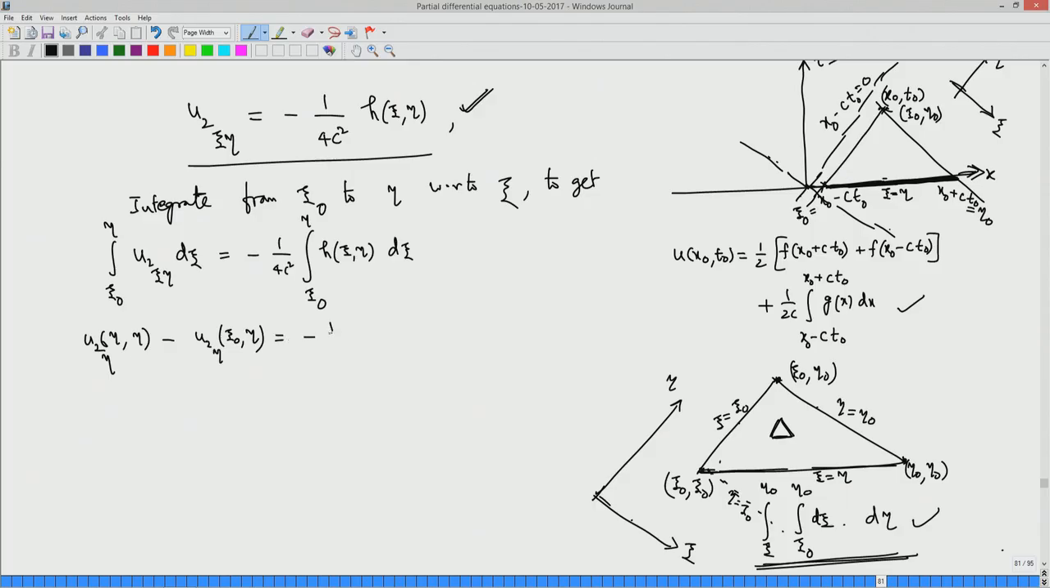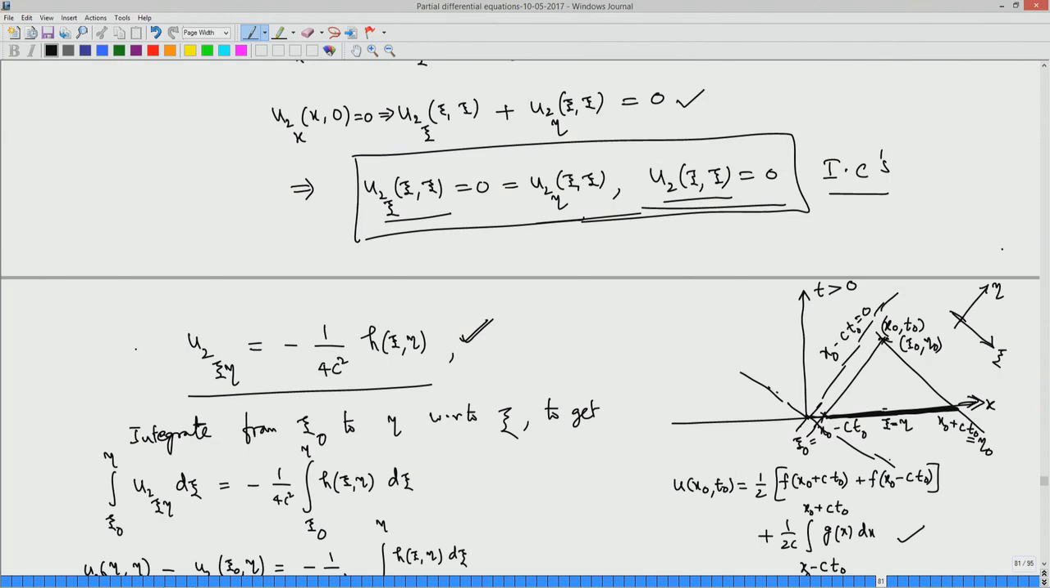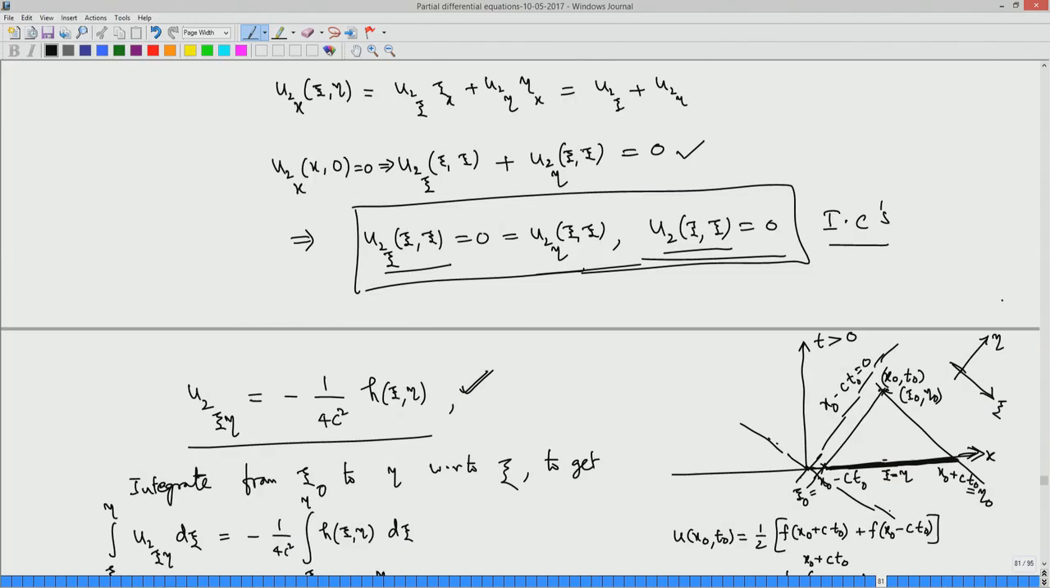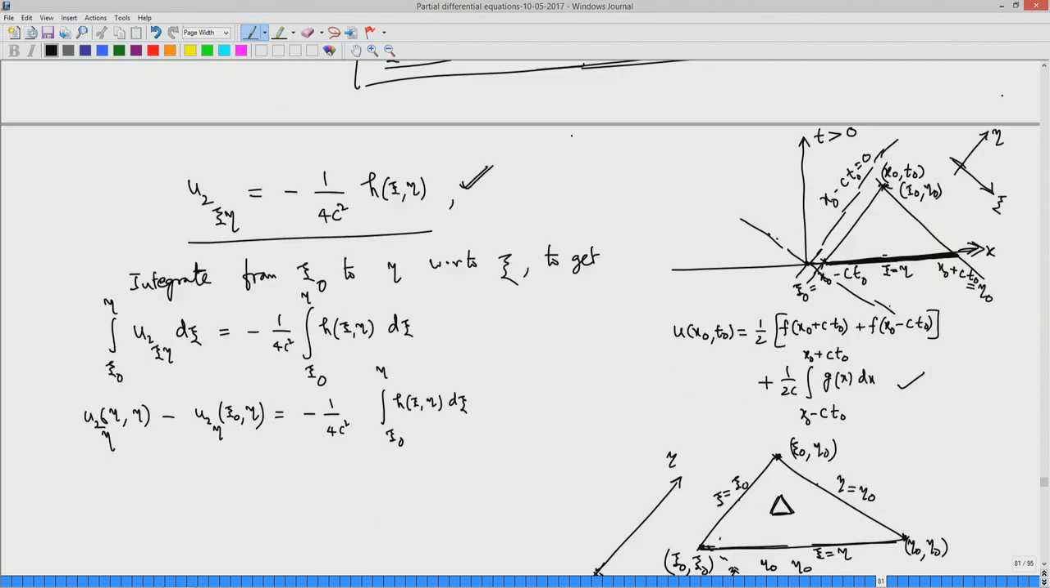So, this is 4c square, integral from xi naught to eta of h of xi eta d xi. Now, this one I can integrate. Now I know that u2 eta at eta eta is also 0. So, that is the condition: u2 eta of xi xi or eta eta, both are the same, so that is 0.